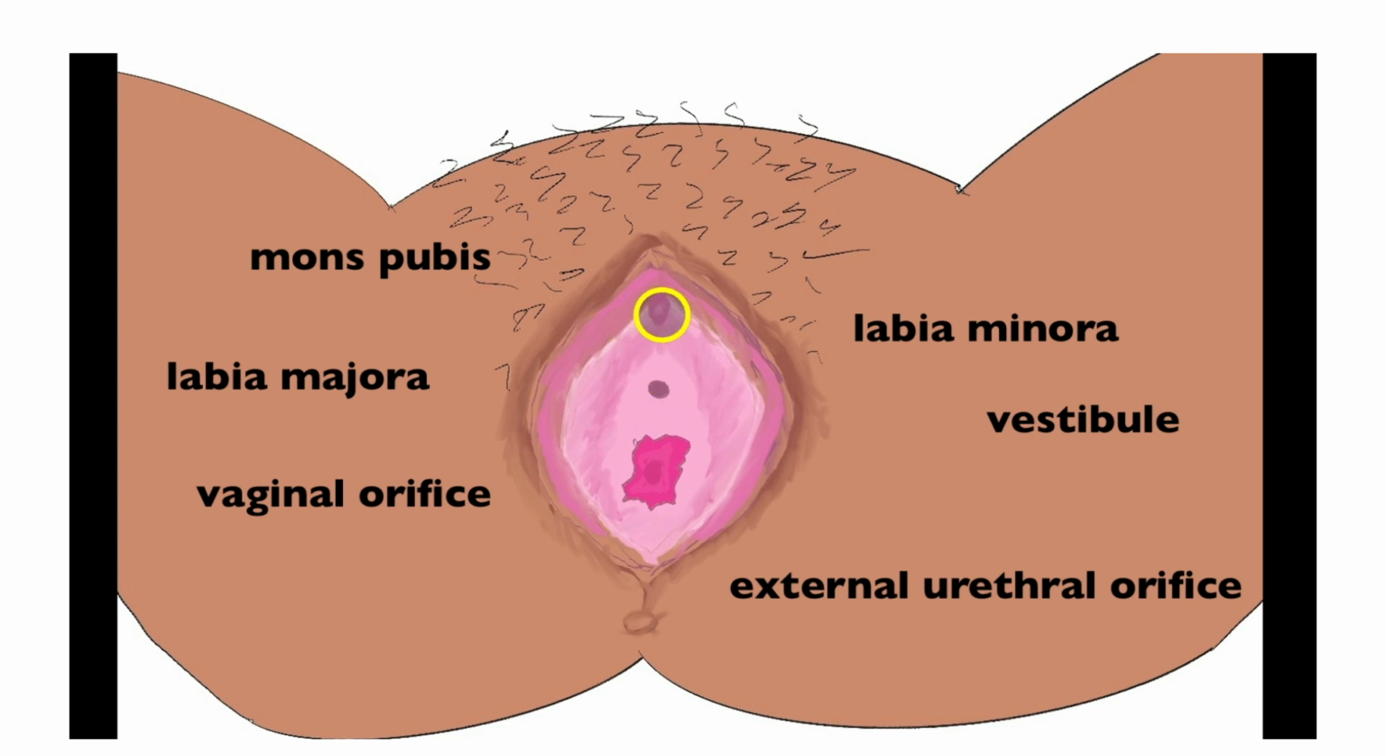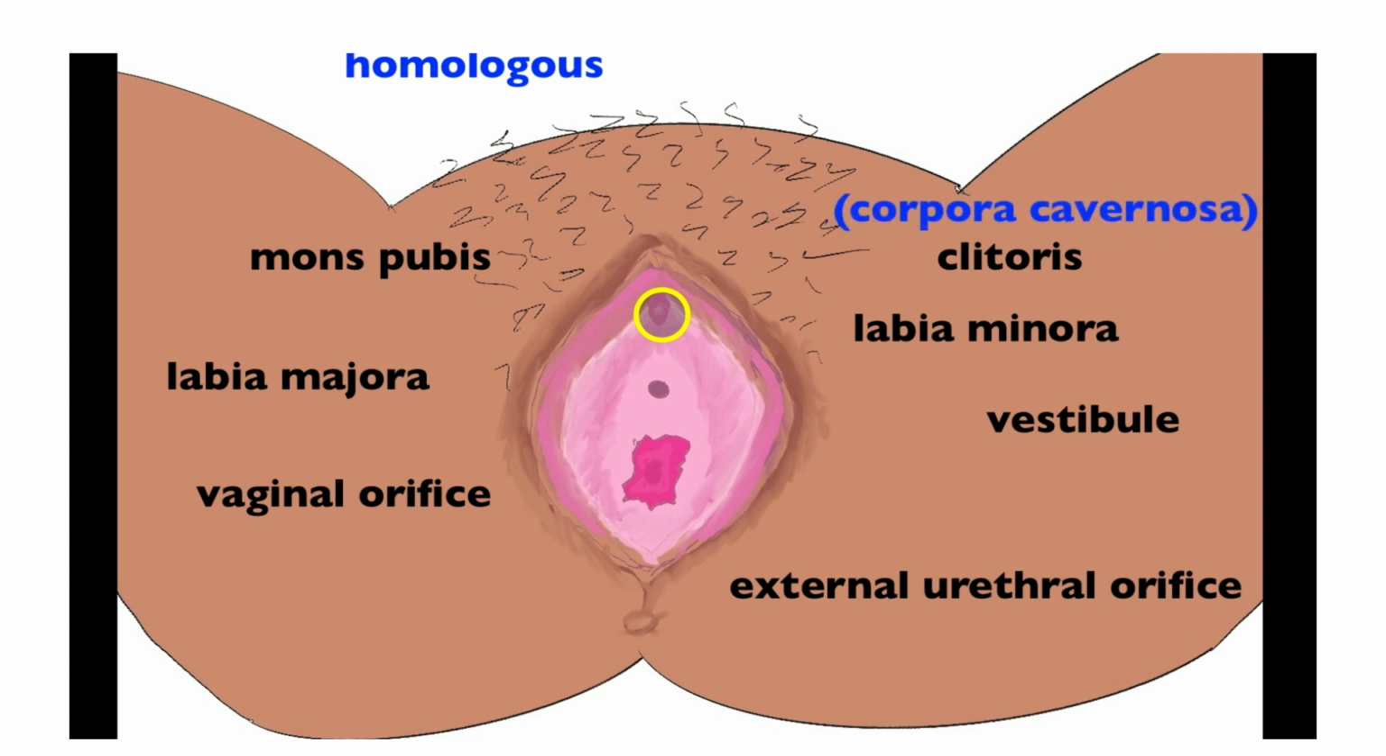This is representing the clitoris. The clitoris is homologous to the male penis. We haven't talked about male reproductive anatomy yet, but the penis is composed of three structures, two corpora cavernosa and one corpus spongiosum. The clitoris that we see right here does not contain the corpus spongiosum. The corpus spongiosum of the male penis contains the urethra, which is used both for the urinary system and reproductive system. Once again, this is the external urethral orifice.